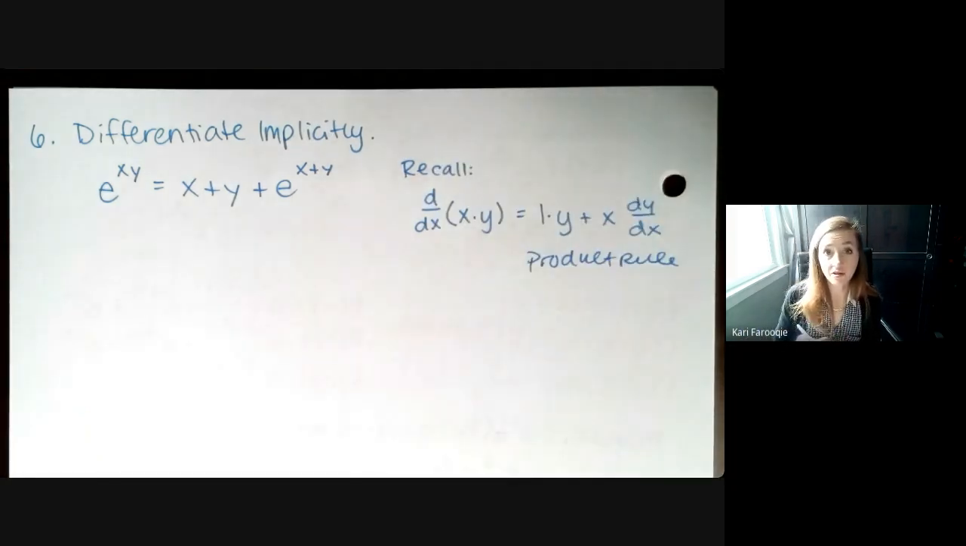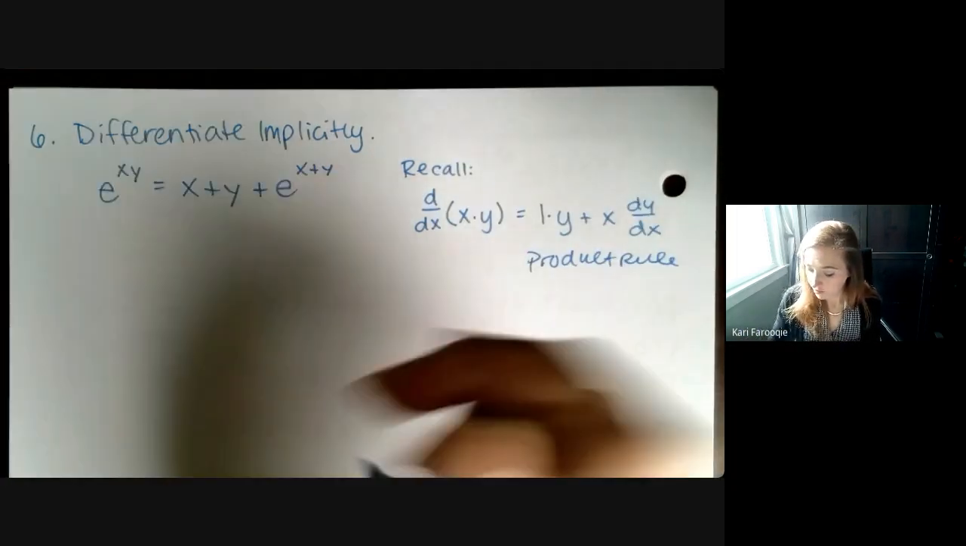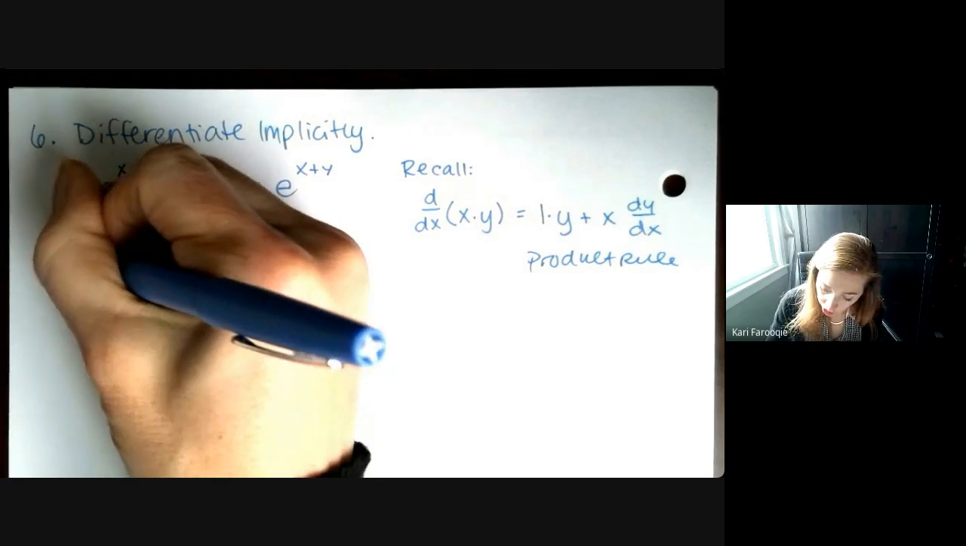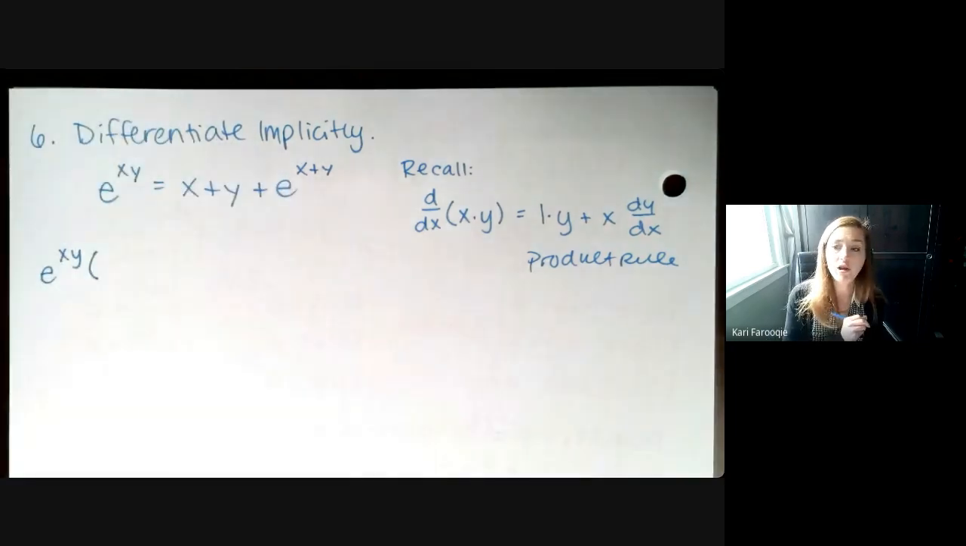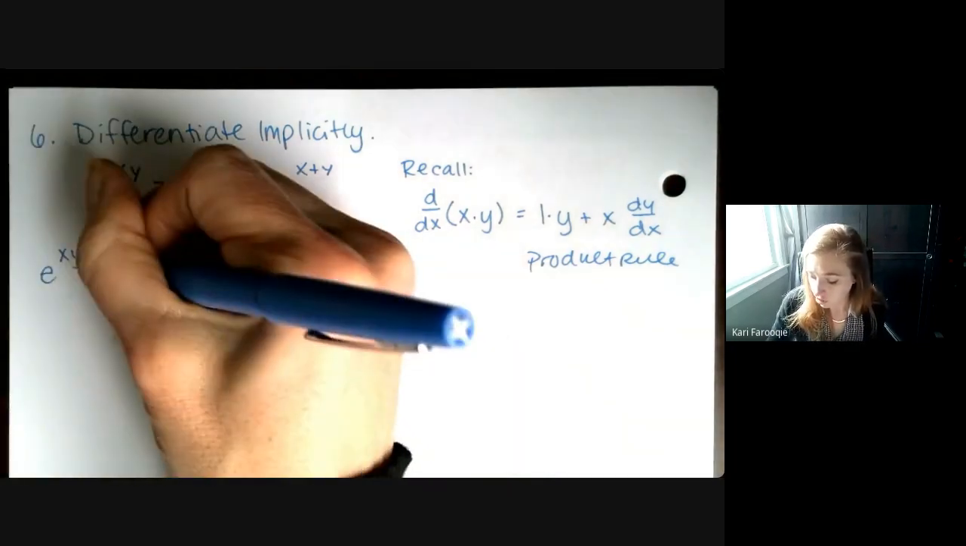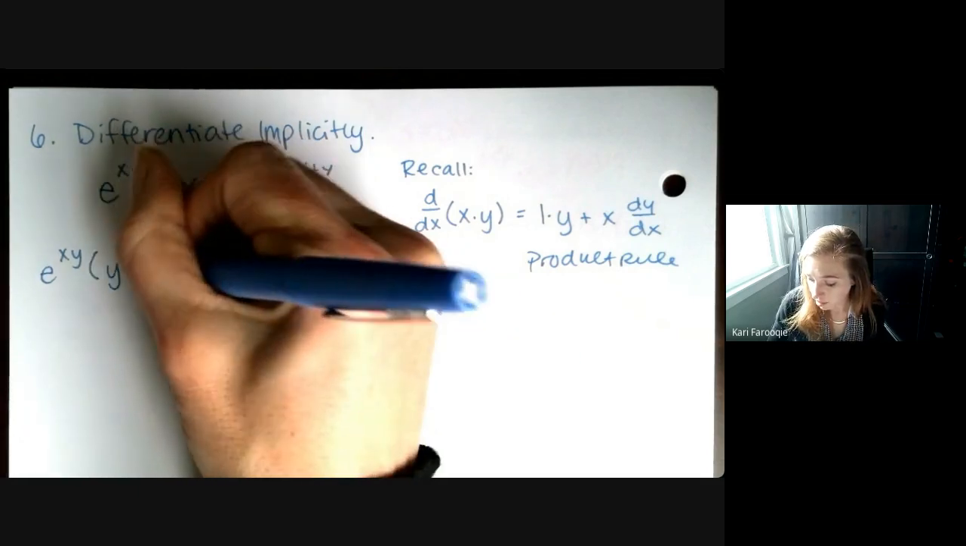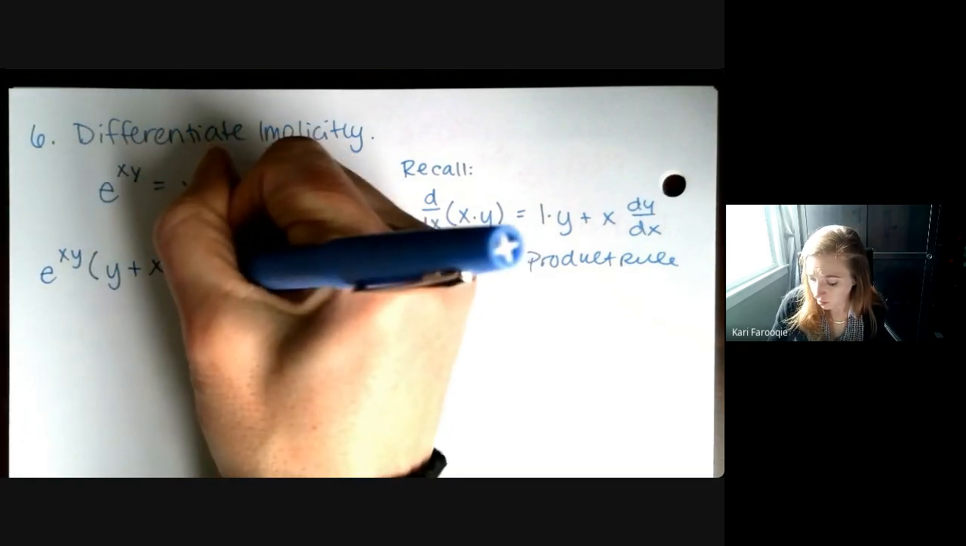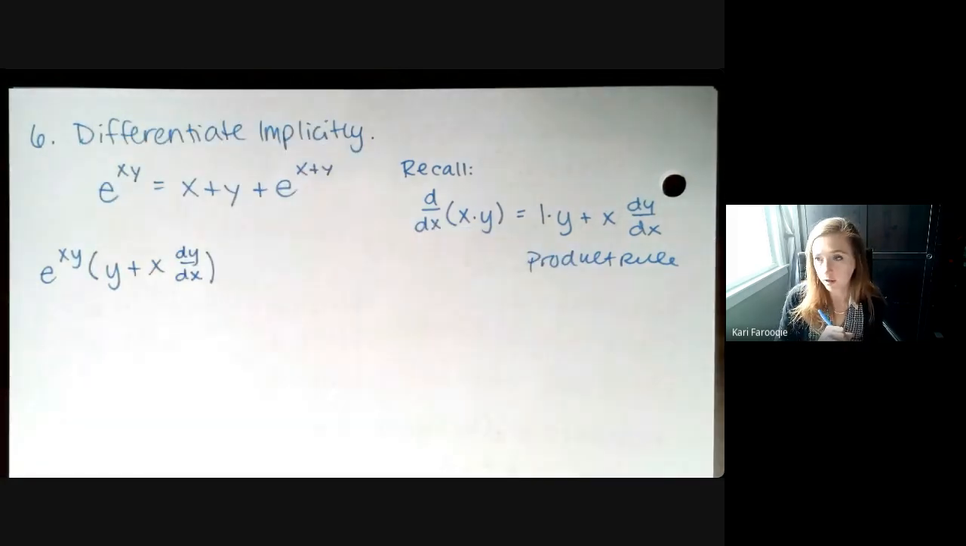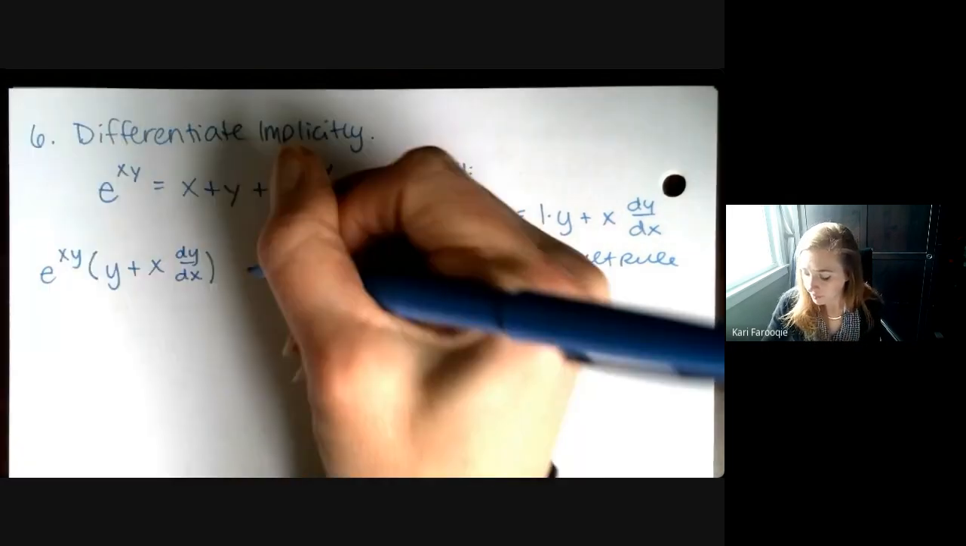Okay, so let's go ahead and take this derivative then. On the left-hand side, I'm going to keep my function the same. I'm going to multiply by the derivative of the inside function, which is y plus x dy dx, f prime g plus f g prime, equals.